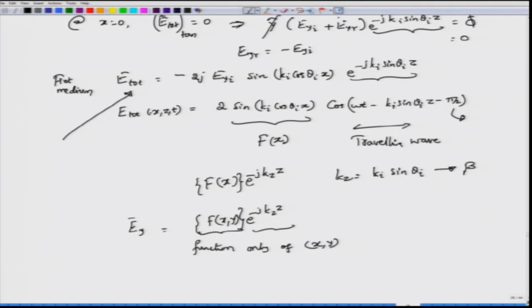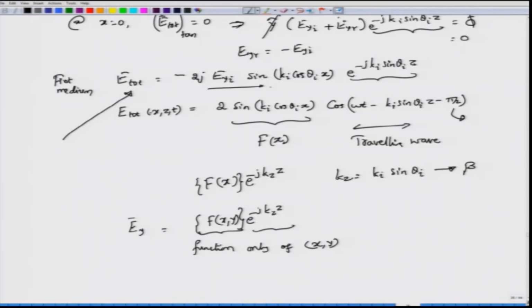Anyway, we will now discuss some very interesting features of this expression. So, please keep this expression in mind. Now, let us look at this expression. When I say interesting features, I mean with respect to x mainly. Clearly, when I set x equal to 0 in this expression, E total, the electric field in the first medium, will be equal to 0, right. Regardless of the value of z, at x equal to 0 this electric field will be 0, simply because k_i cos θ_i times x will be 0. So, this entire thing is 0. Sine of 0 is of course 0.